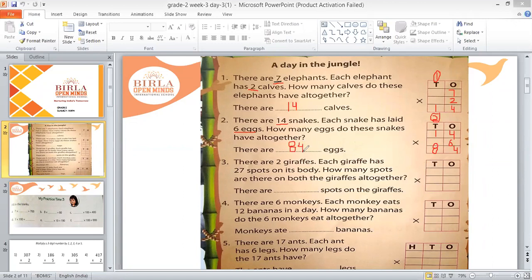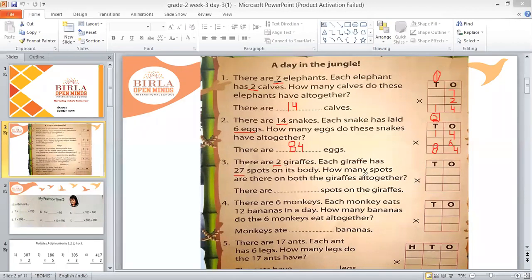Very good. Now next question. Next word problem is there are two giraffes. Each giraffe has 27 spots on its body. There are two giraffes. How many giraffes are there? Two giraffes are there. And each giraffe has 27 spots on its body. This means one giraffe has 27 spots. Each means one.